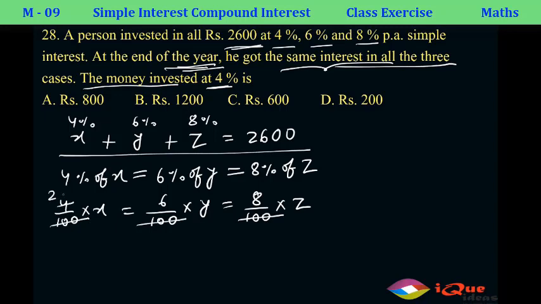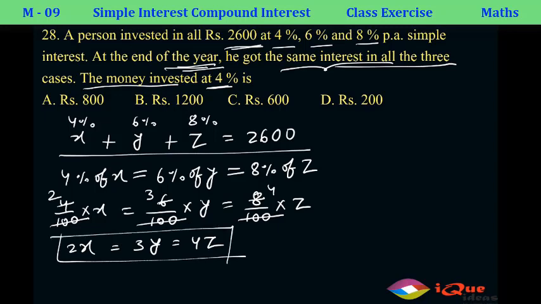2 cancels 4 2 times. 2 cancels 6 3 times. 2 cancels 8 4 times. So we have 2x equal to 3y equal to 4z. Right? If you remember the theory of ratios, from here we can directly get the ratio of x, y and z as whatever number is multiplied, it comes as an inverse in the ratio. So here 2 is multiplied to x, so it will be 1 by 2. 3 is multiplied to y, so it is 1 by 3. And 4 is multiplied to z, so it is 1 by 4.